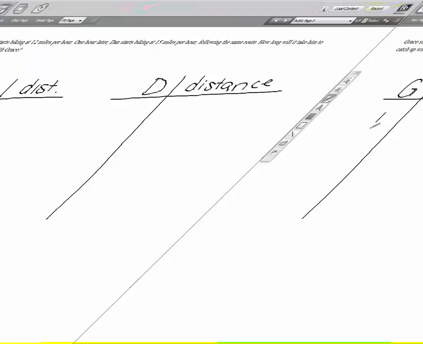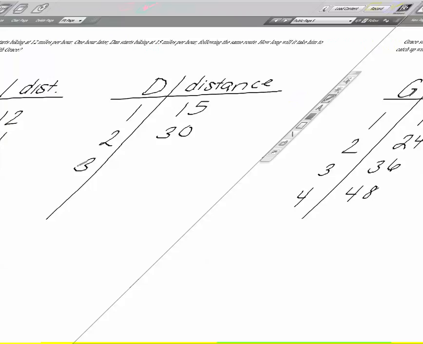All right, so Grace can do 12 miles in an hour. So that means in 2 hours, she's gone 24 miles. And 3 hours, she's gone 36 miles. And 4 hours, she's gone 48 miles. And for Dan, he's gone 15 miles, and then 30 miles, and then 45 miles.